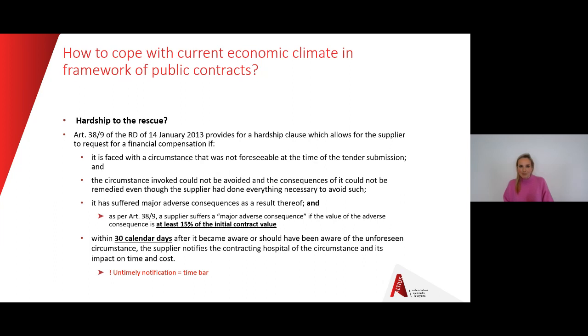So although hardship might be a good backup plan, in practice it's not always the case, because the current economic climate is not something which occurred yesterday. It's something which has been built up throughout the past years and months. So it's very difficult to timely notify the hospital thereof. But let's say it has been used, though I don't know whether it has been used very successfully. It will depend on the notifications that have been sent in this respect.